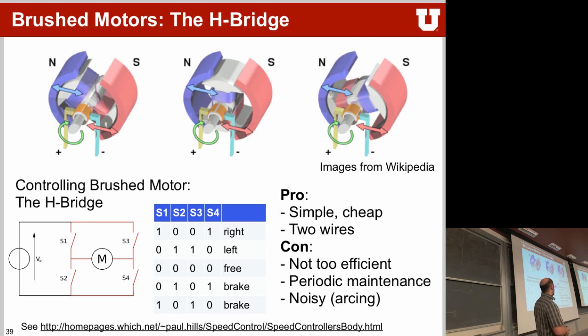Because with an H bridge, you always keep the voltage at the same level, and all you change is you pulsate current into the motor. On average, that will define the speed that you're running at. In addition, with an H-bridge, you can brake the motor, and you can go left or right, depending on the configuration of the different switches.